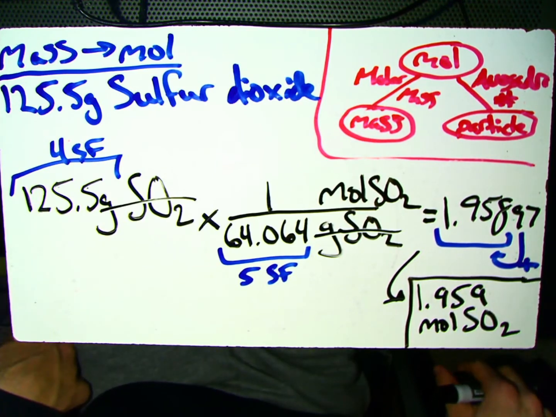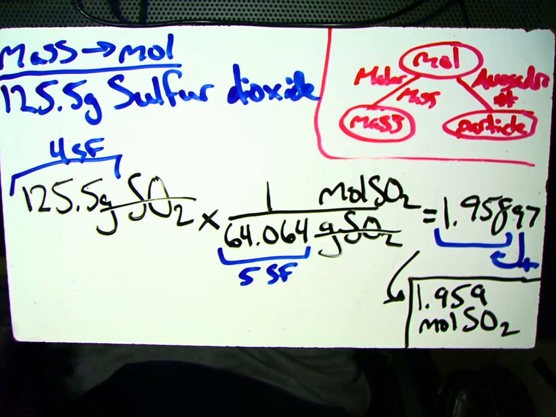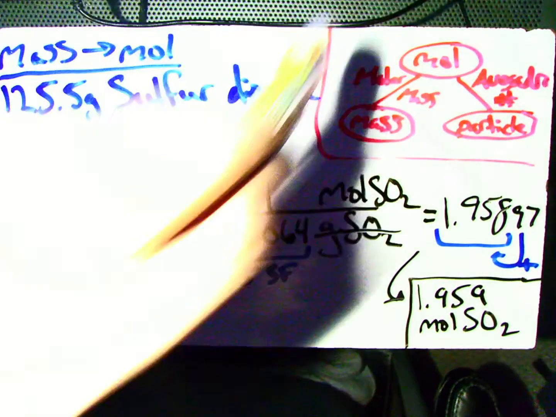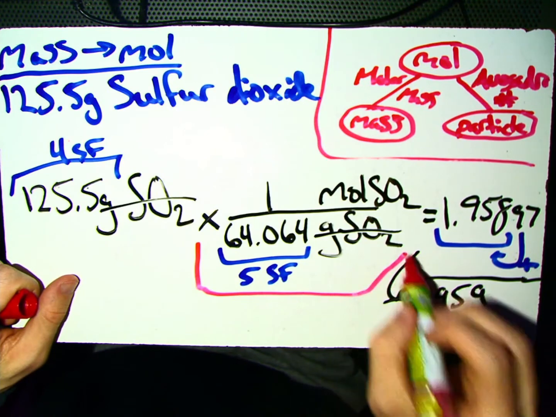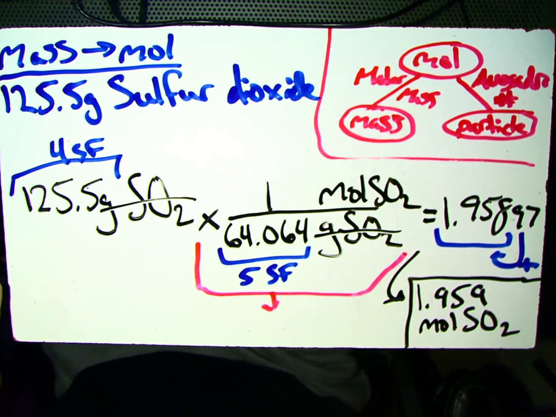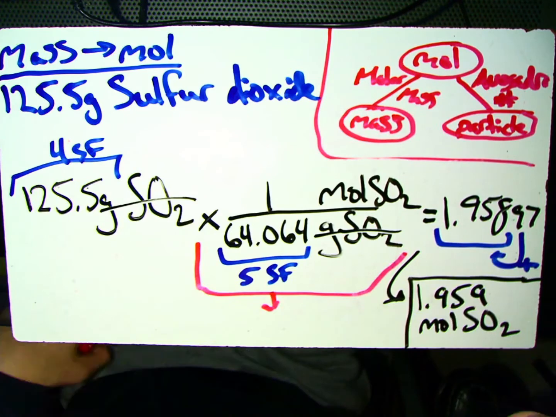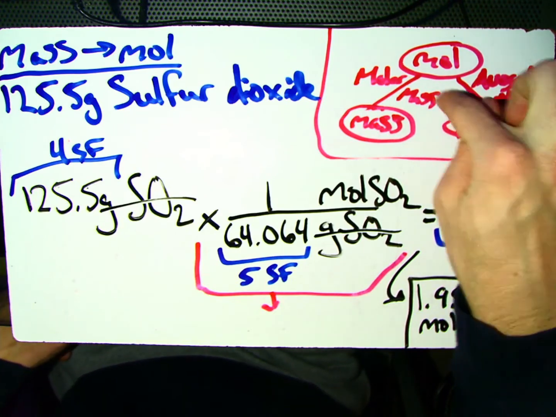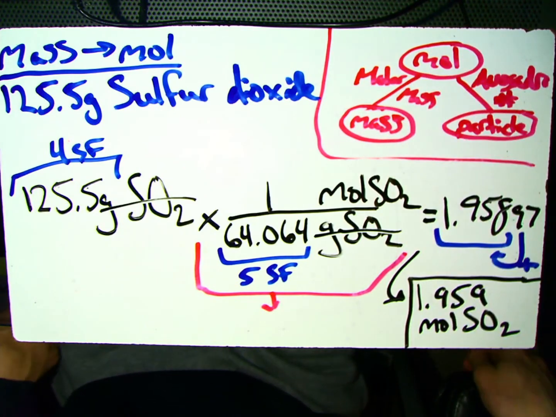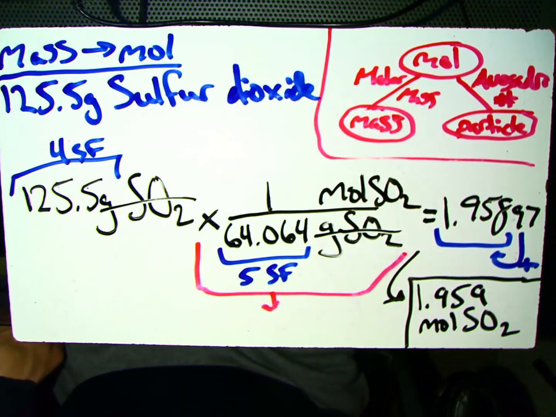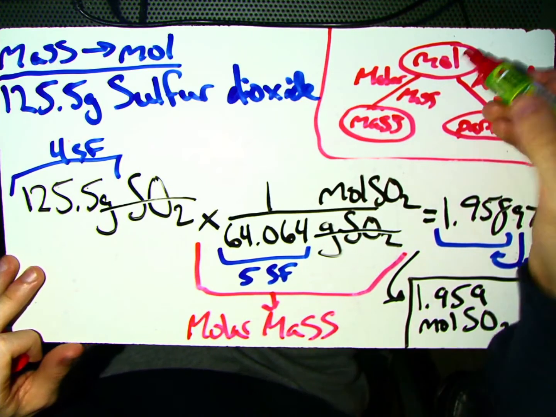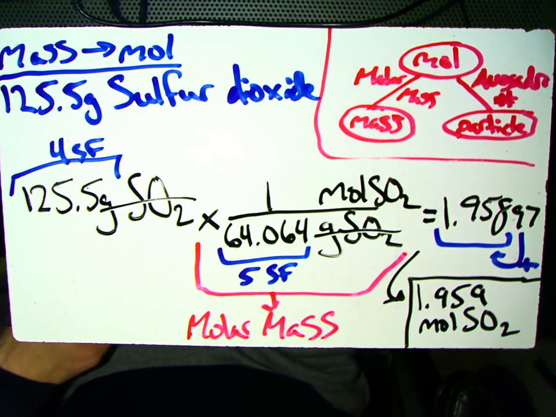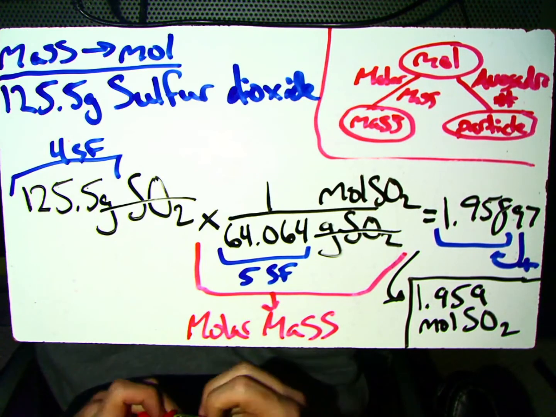There's your answer. I do want to clarify just one last thing, just so you're really aware of this. Now, our conversion factor, this is the main thing I want drilled into your head. Our conversion factor, 1 over 64.064, is literally the molar mass. We got this from the periodic table. It's just the molar mass. Whenever you go between mass and moles, or even moles to mass, you're going to need molar mass in your conversion factor.